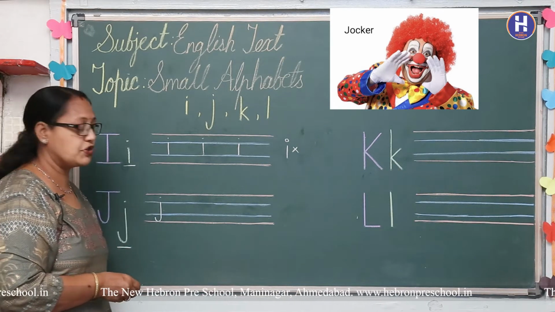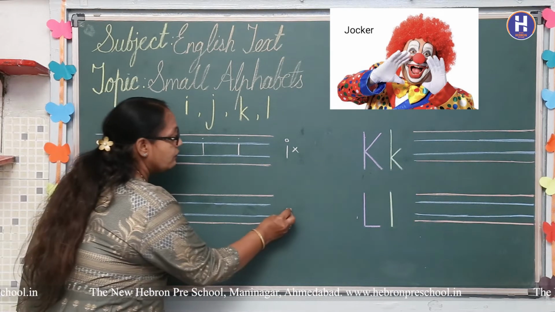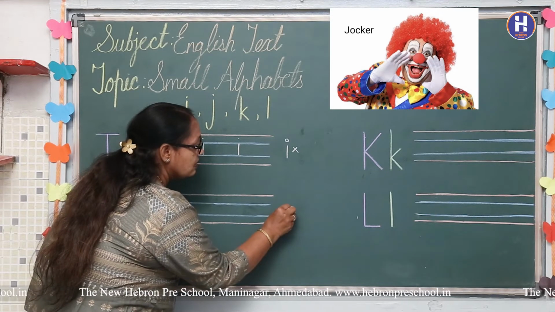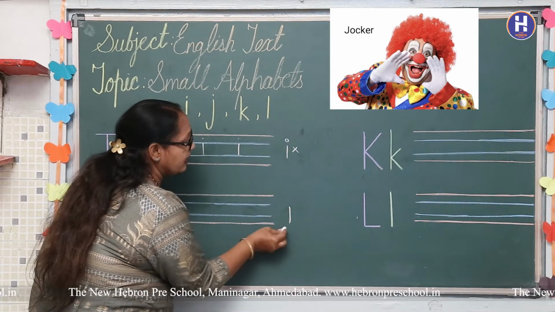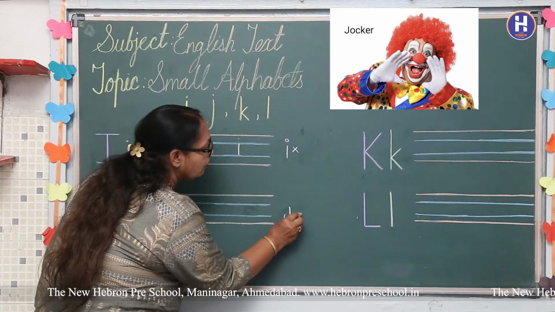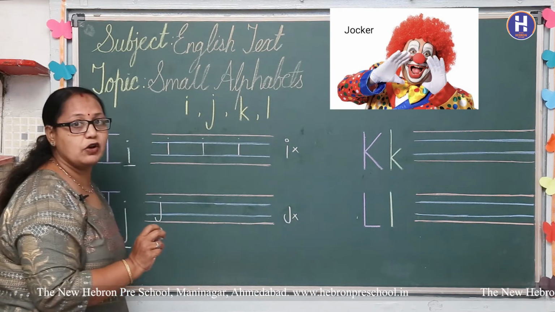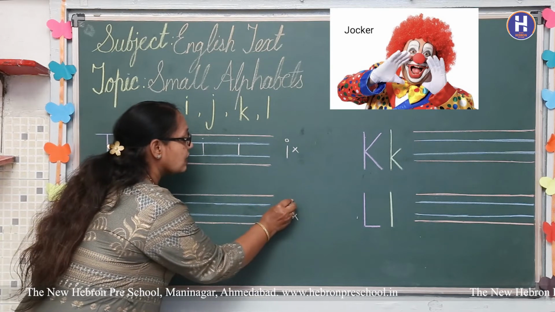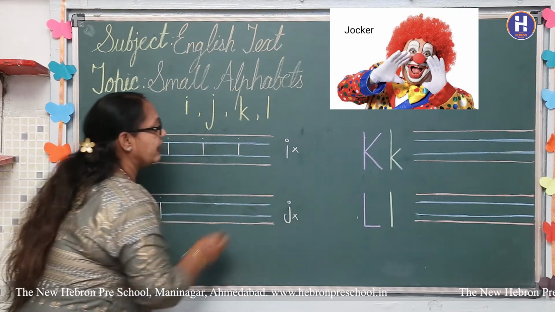This is J. If you write J like this, making a standing line, lifting the pencil and then giving a curve, it will be wrong. You don't have to lift your pencil. And you don't have to make a circle on top.